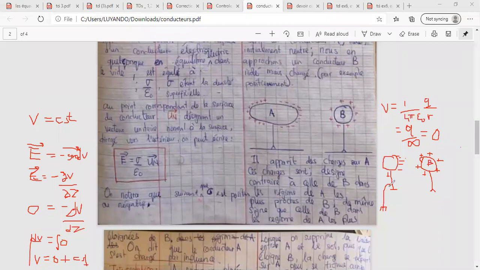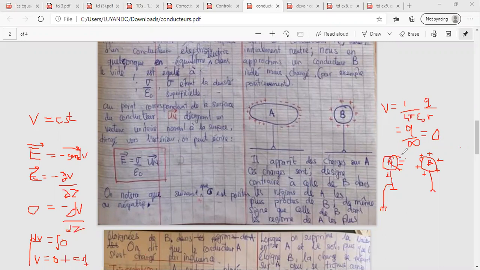Because our potential on the ground is equal to 0, when we earth this conductor, the positives are going to be drawn towards the earth, and then we're going to have more of the negative electrons, or the negative charged particles, on this conductor A.